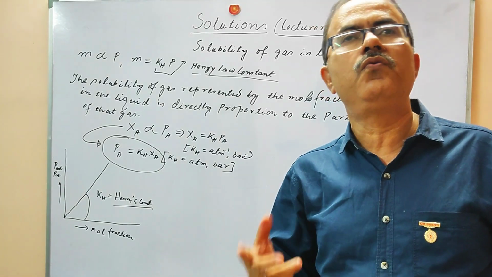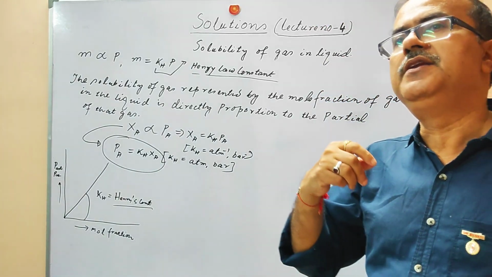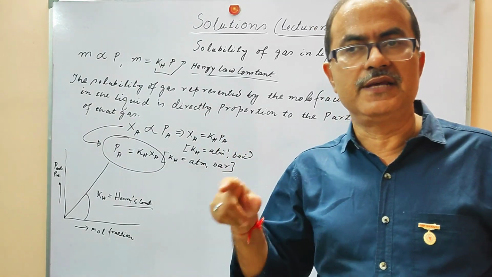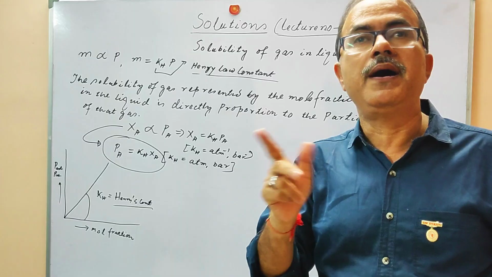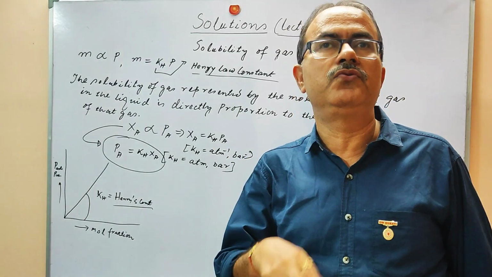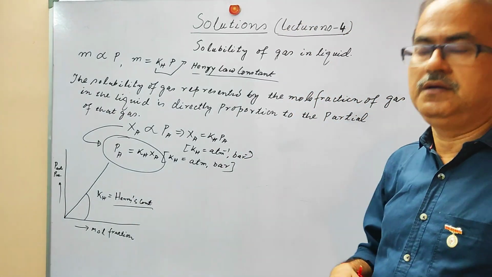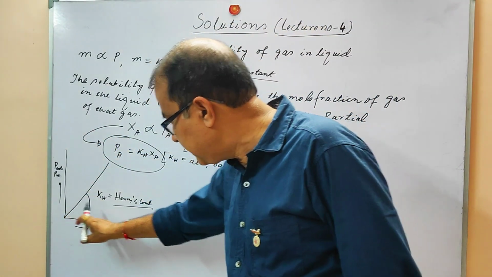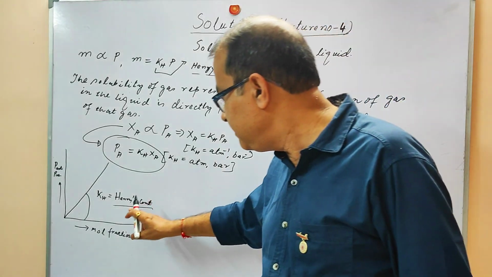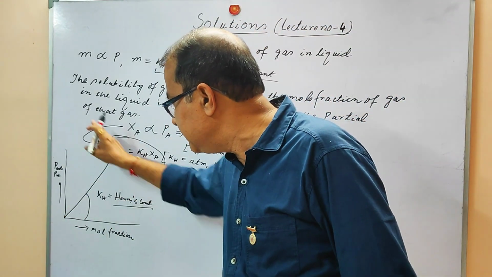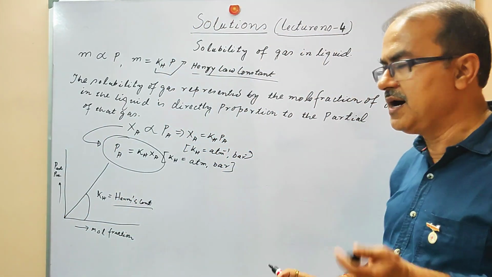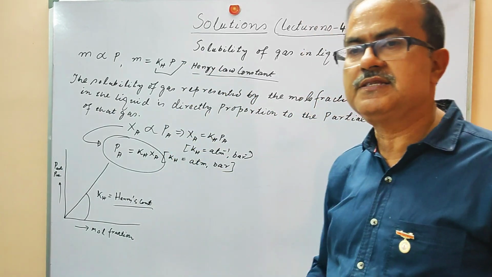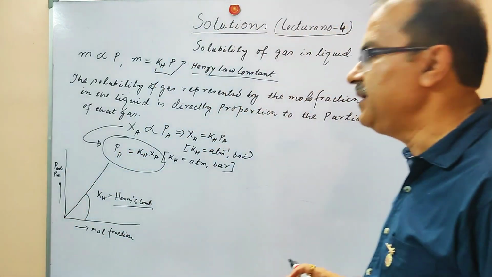And from Henry's law we are able to understand that increasing the pressure will increase the solubility of the gas in the liquid. And how is that so? By way of the mole fraction in the gas, we can say the solubility of the gas in the solution. So we have made a graph of this. When we plot the mole fraction in the x-axis and the partial pressure of the gas in the y-axis, we will find a straight line.